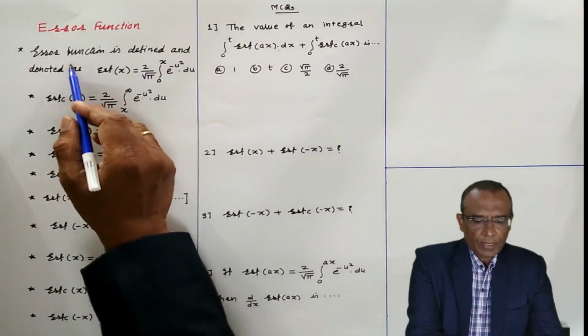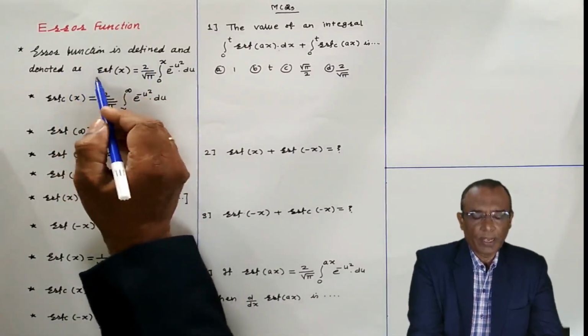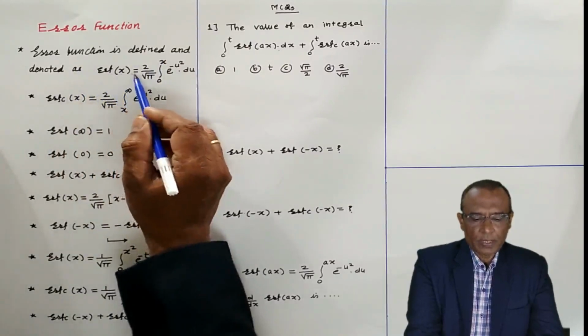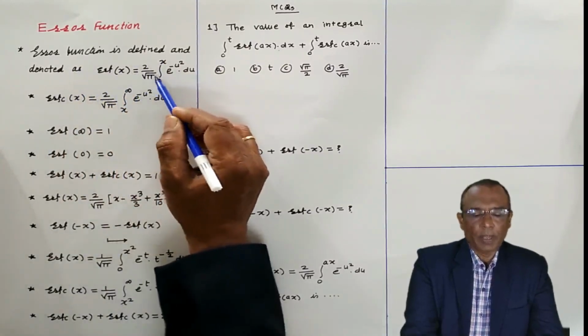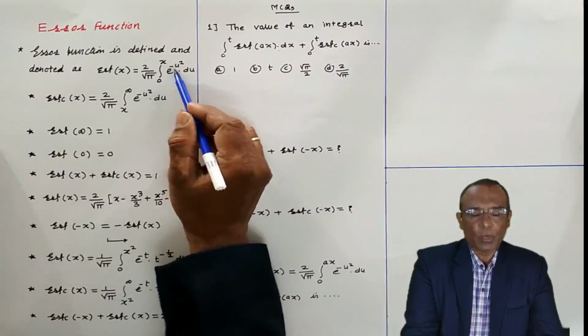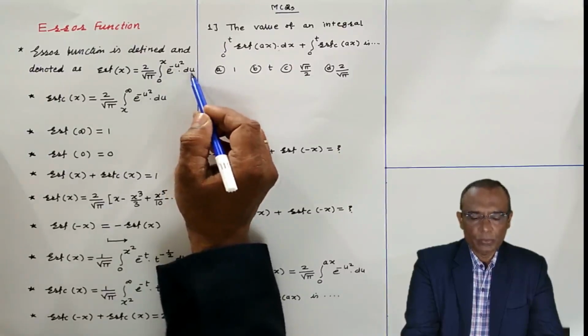In continuation with differentiation under integral sign rule 1 and rule 2, today we are going to discuss the error function. What is meant by error function? Error function is nothing but an integral. Here the error function is defined and denoted as ERF of x equals 2 by root pi integral 0 to x e to the power minus u square du.